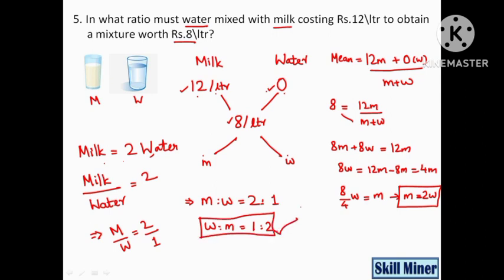Okay, guys, as per the given formula, I'm using the mean formula. From the mean formula I am getting m is equal to 2w, that is milk is equal to 2 into water. So milk by water is 2 by 1. So the milk to water ratio will be 2 is to 1. In the question it's asking water to milk ratio, that will be 1 is to 2. Okay, I'm moving to the next question.